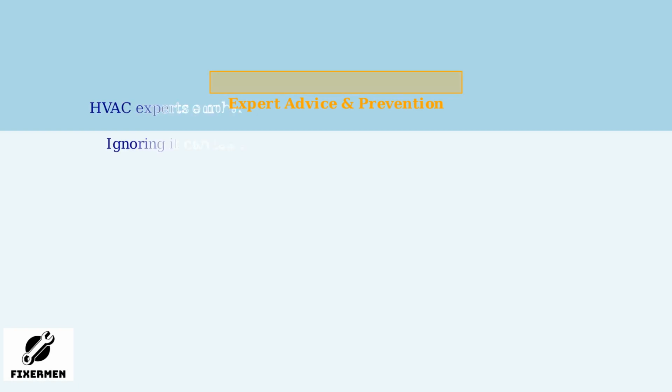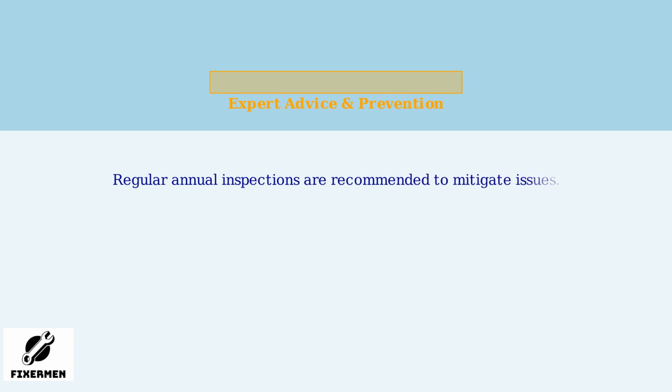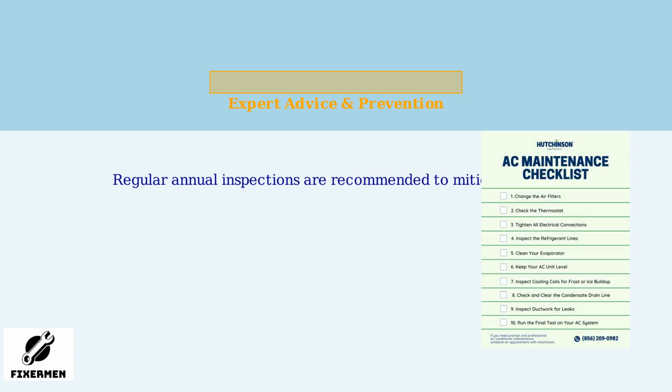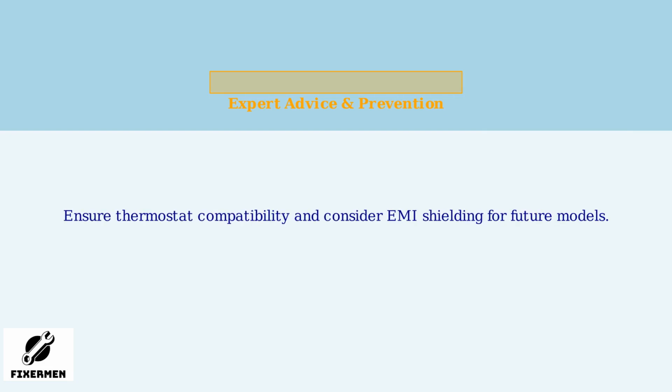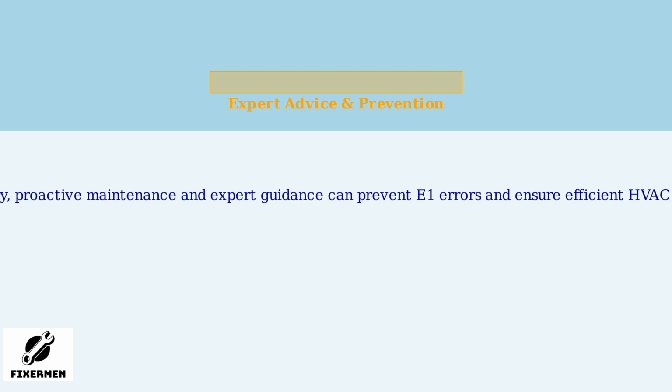HVAC experts emphasize that the E1 error can mask deeper problems. Ignoring it can lead to system inefficiency and higher energy bills. Regular annual inspections are recommended to mitigate issues. Ensure thermostat compatibility and consider EMI shielding for future models to prevent interference. Remember, early diagnostic intervention saves 20 to 30% in long-term costs. In summary, proactive maintenance and expert guidance can prevent E1 errors and ensure efficient HVAC operation.